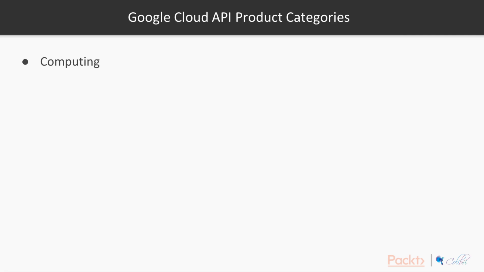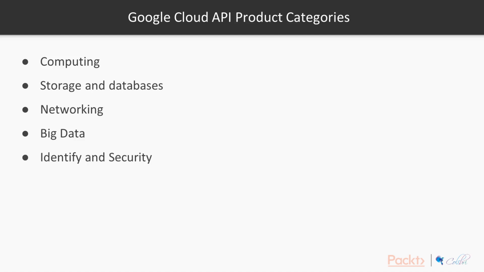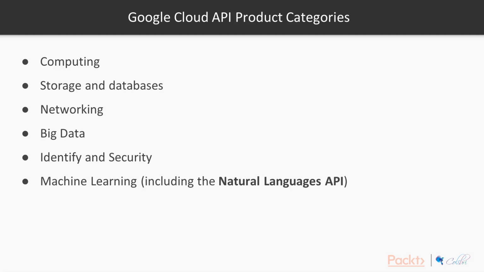A few examples of services that Google is offering are computing services, meaning virtual servers, storage engines and databases used to store either files, unstructured and structured data, networking services, including virtual private networks, big data services, useful for data analytics and data intelligence, identity and security, to allow secured access and control the use of the Google API, and machine learning based services, which includes a service that we are going to be using in this section, the Natural Languages API.